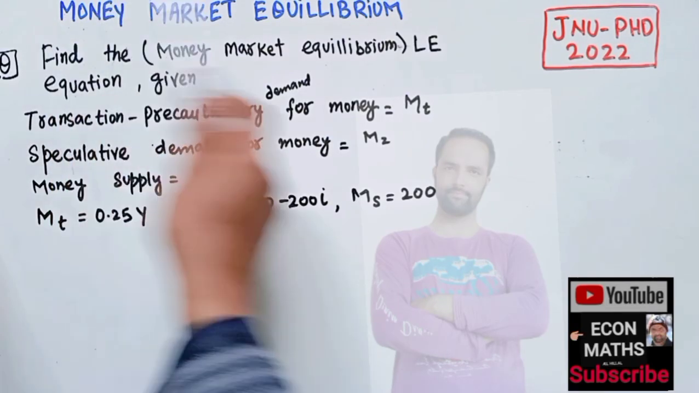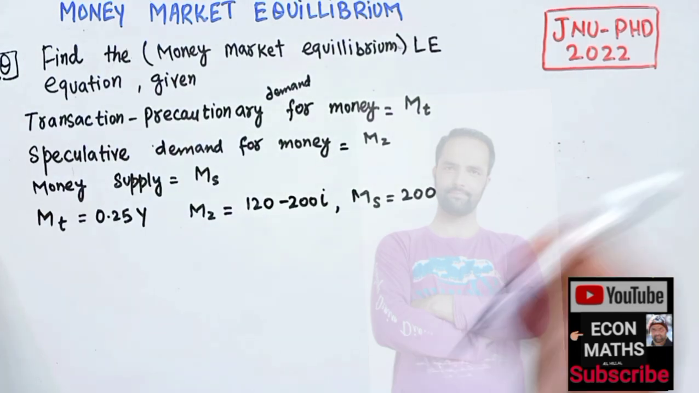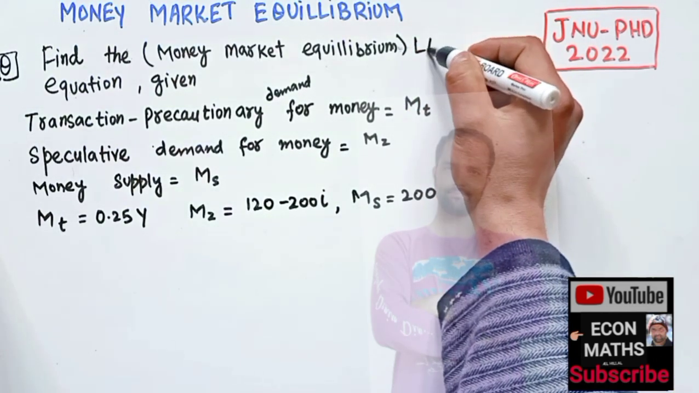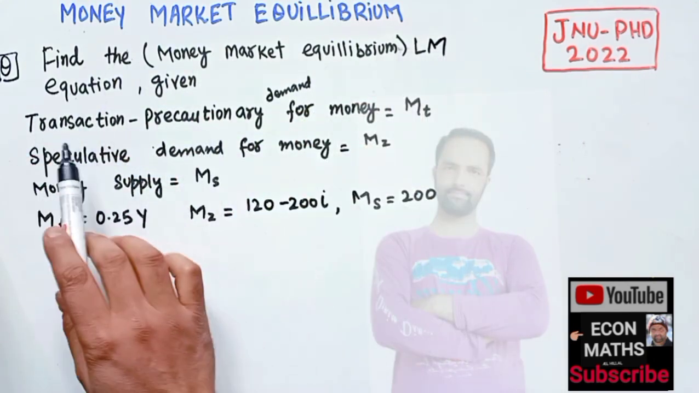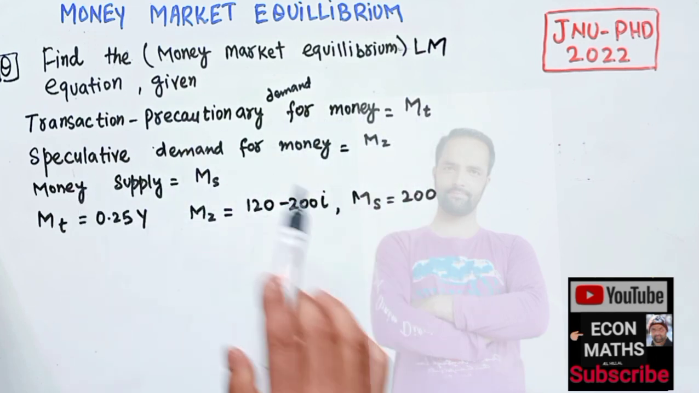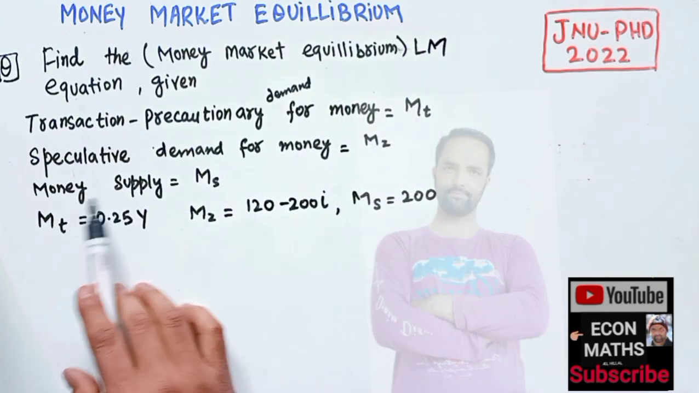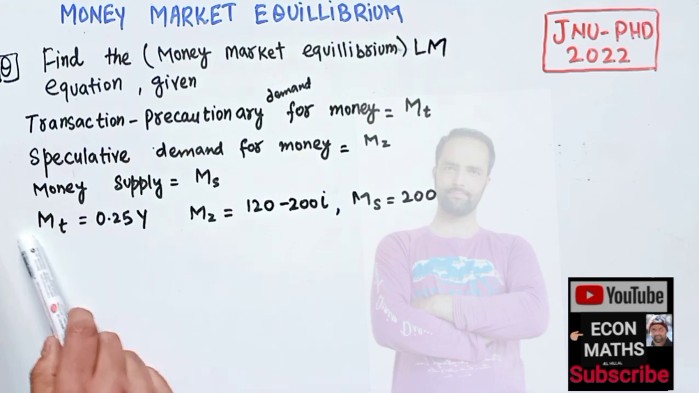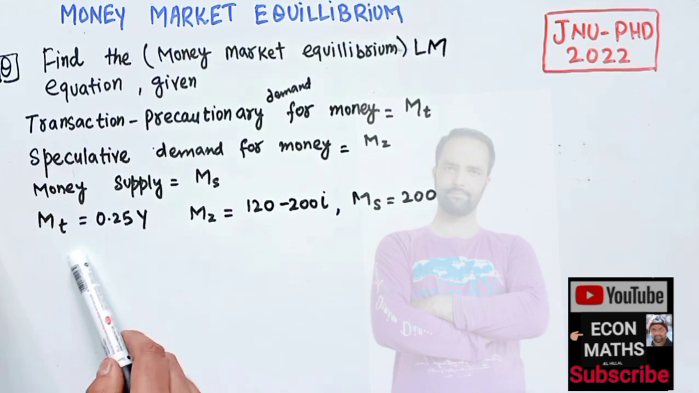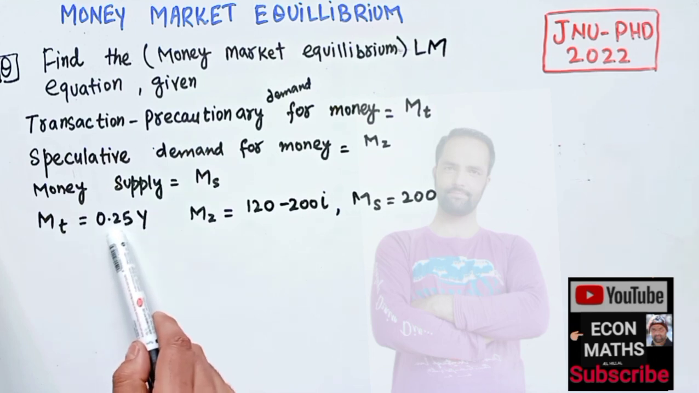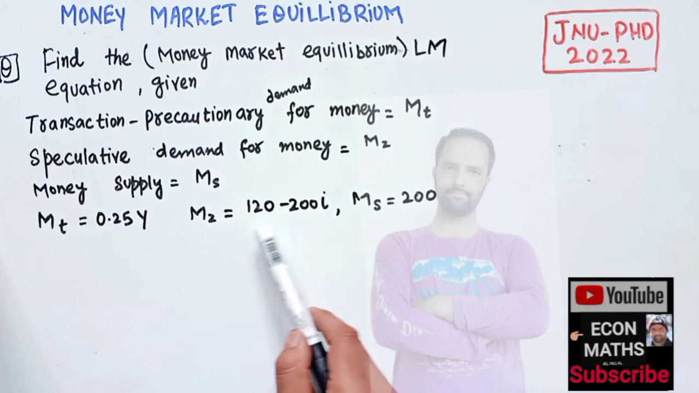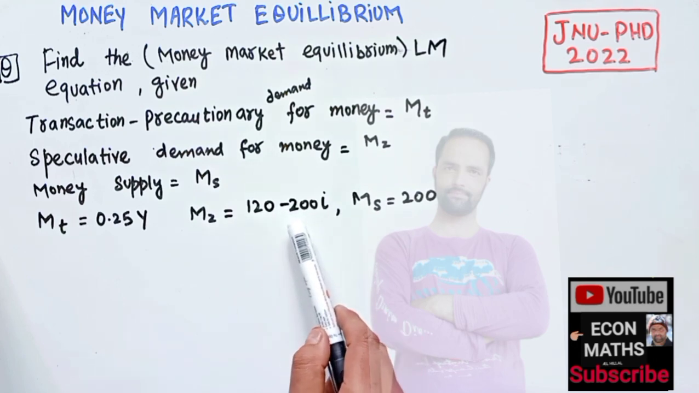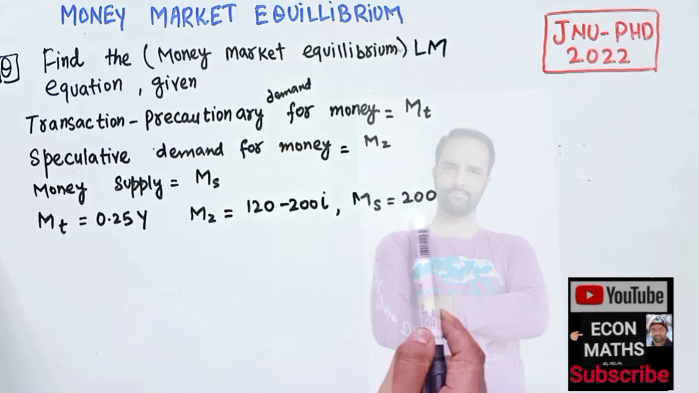The question is to find the money market equilibrium, that is, to find the LM equation. The transactionary demand for money is denoted by MT, the speculative demand for money is denoted by MZ, and the money supply is MS. Transactionary demand for money is a positive function of income, that is MT is equal to 0.25y. Speculative demand for money is a negative function of the rate of interest, that is MZ is equal to 120 minus 200i. Money supply, which is exogenous here, is given as 200. We need to find out the LM equation.